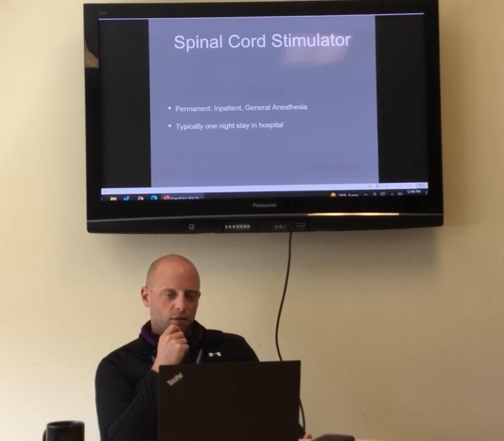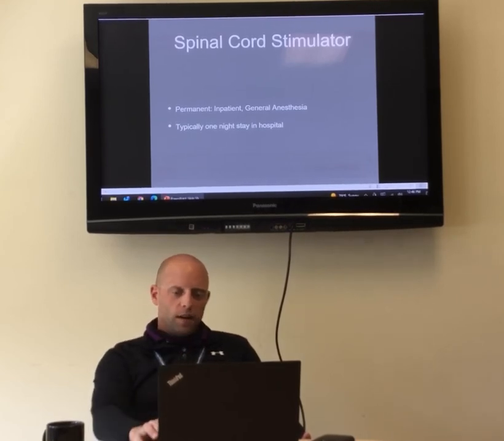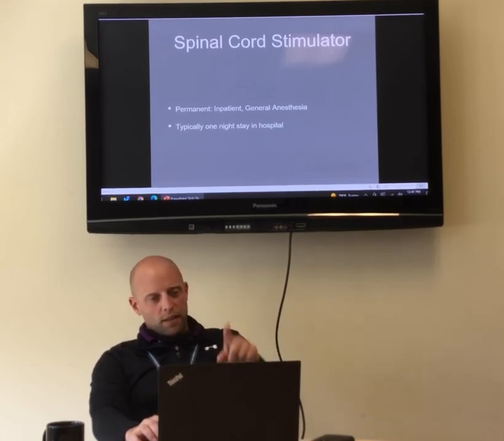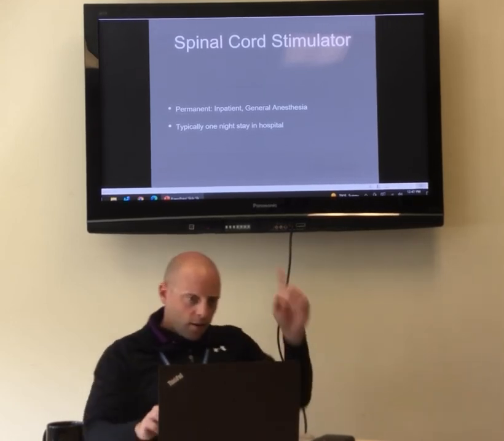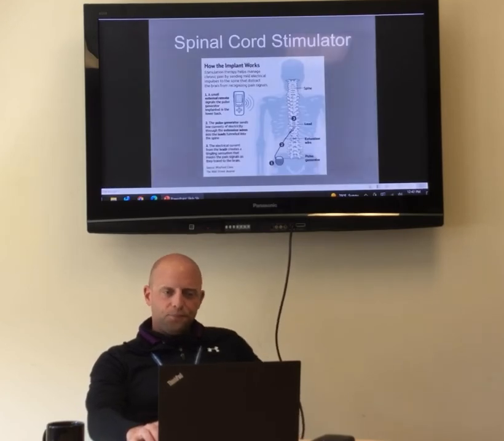We do keep these patients overnight, typically just one night. We do make an incision for this. We make one incision to put the lead in, and then one incision for the little generator. The wire goes under the skin to connect it.